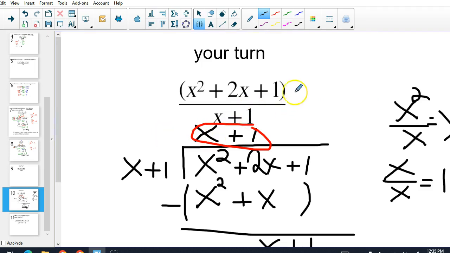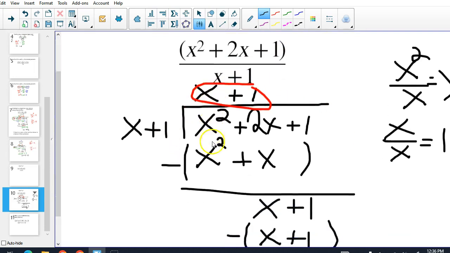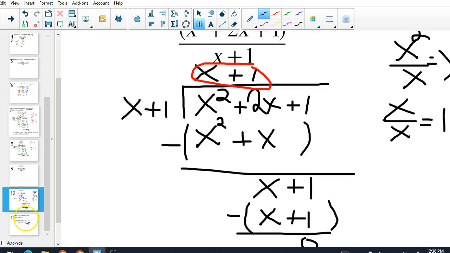The reason I picked this example is some of you may recognize this as an easily factorable binomial, which would come out as x plus 1 times x plus 1. But if we divide it out, x squared plus 2x plus 1 divided by x plus 1 is equal to x plus 1. All right.